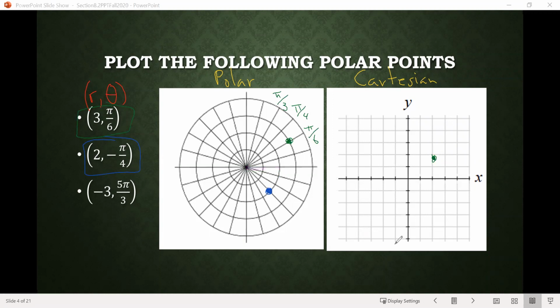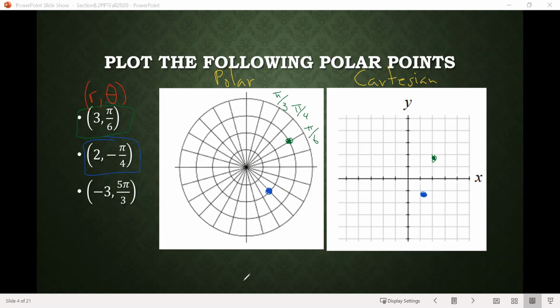And again, we could plot that point over here on the Cartesian axis. Again, we go out 2 units this time, and then rotate around about pi over 4 radians, 45 degrees, and we end up right here. Okay, so that blue one there would be our next point.